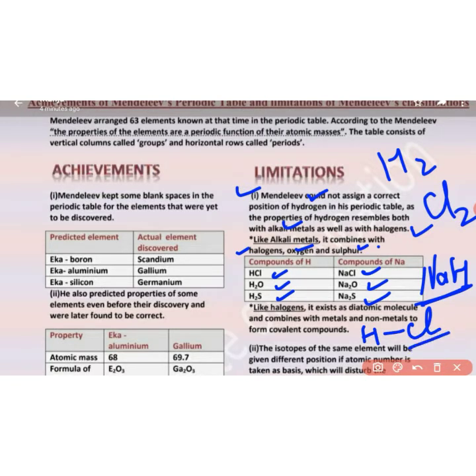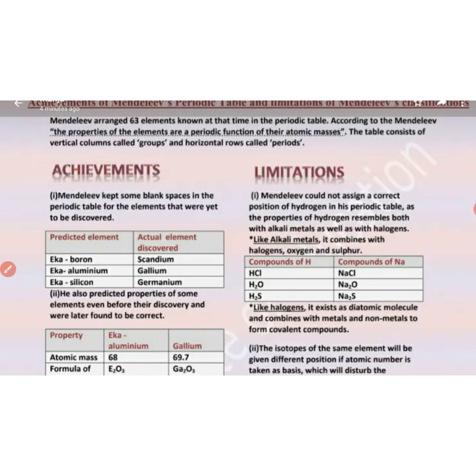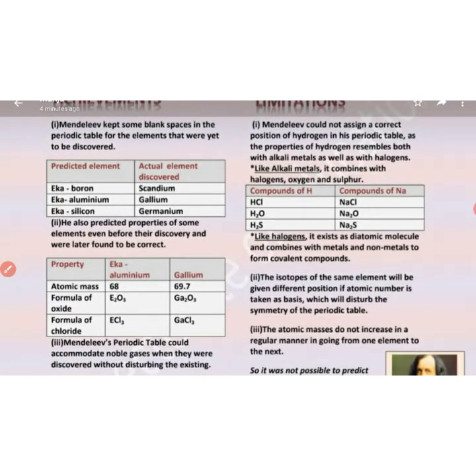Now next, the isotopes of the same element give different positions if atomic number is taken as the basis, which will disturb the symmetry of the periodic table.